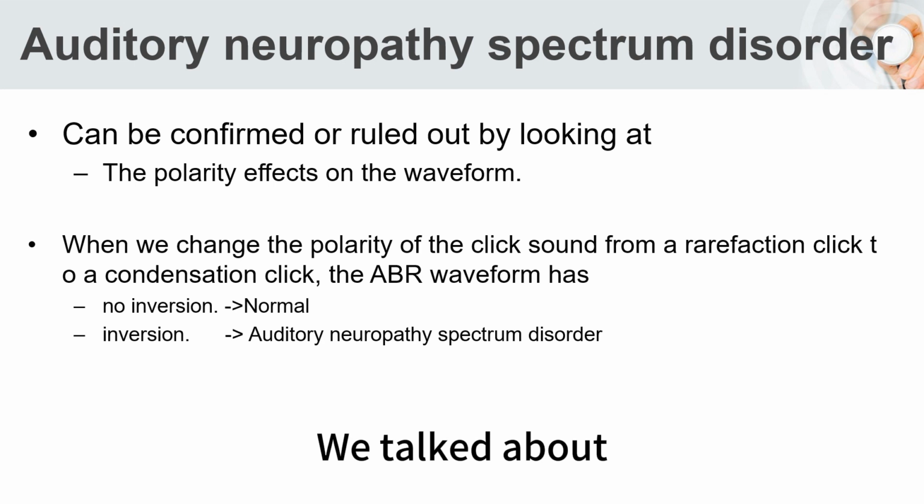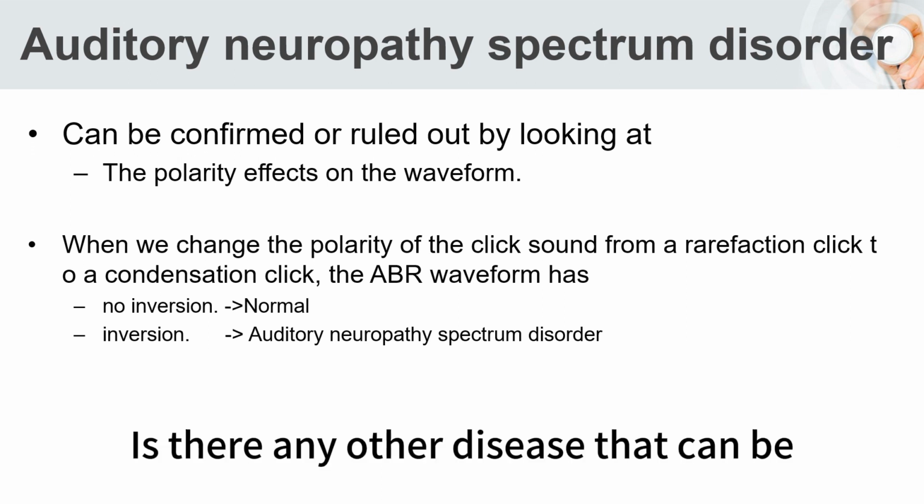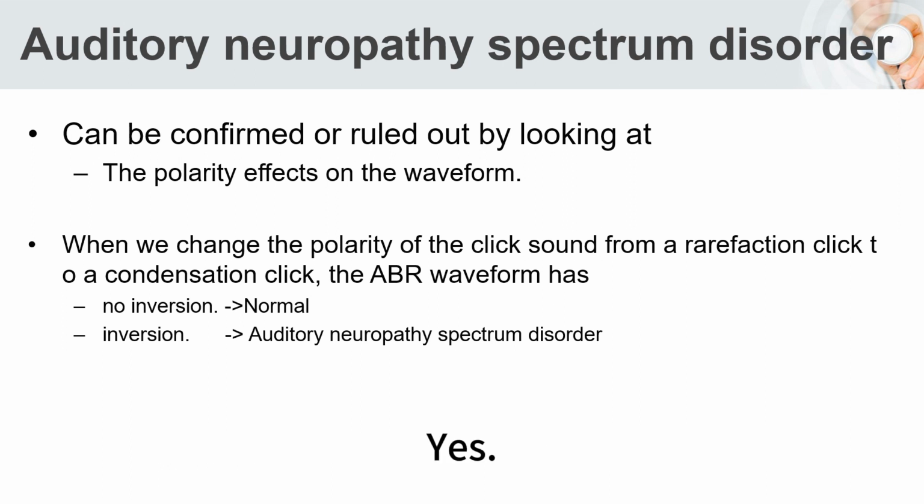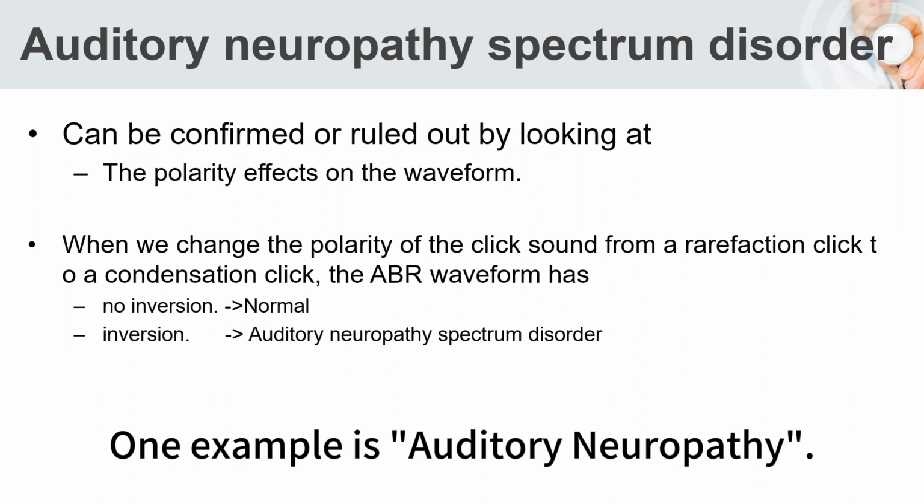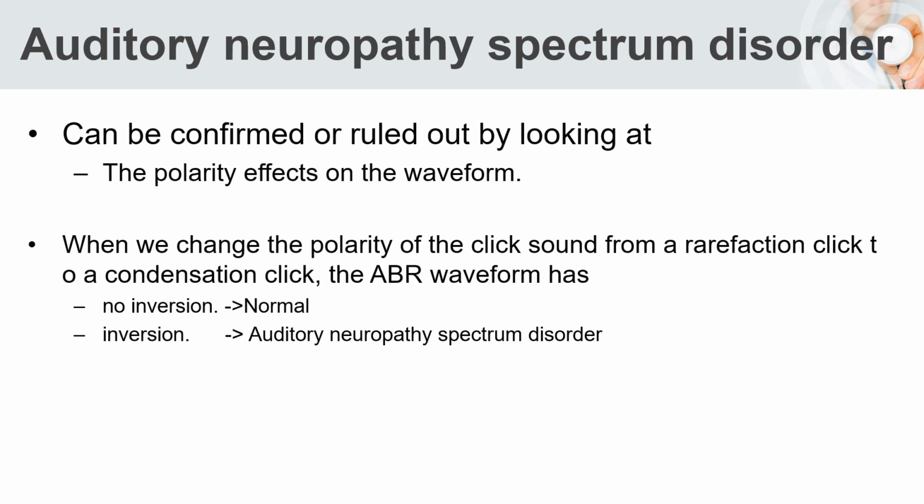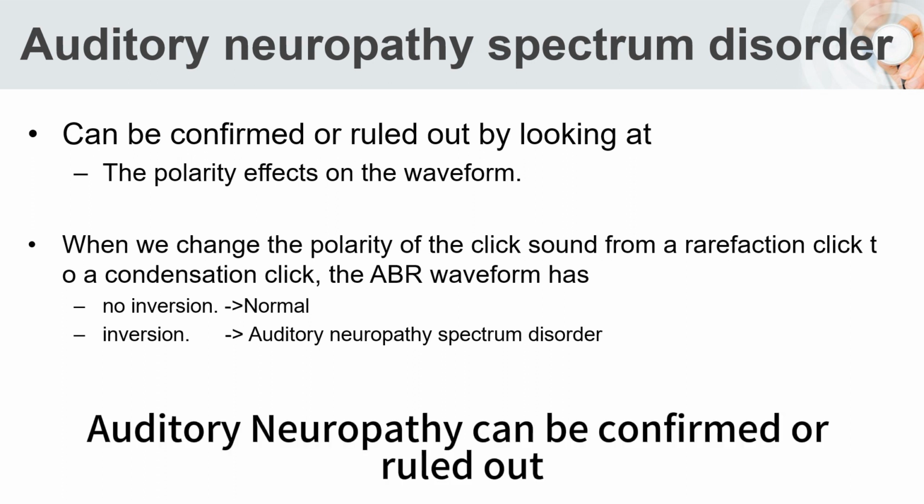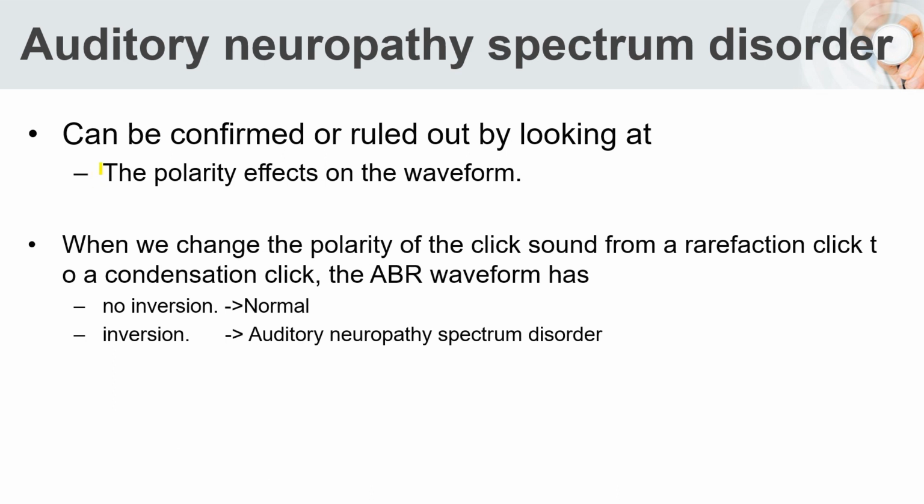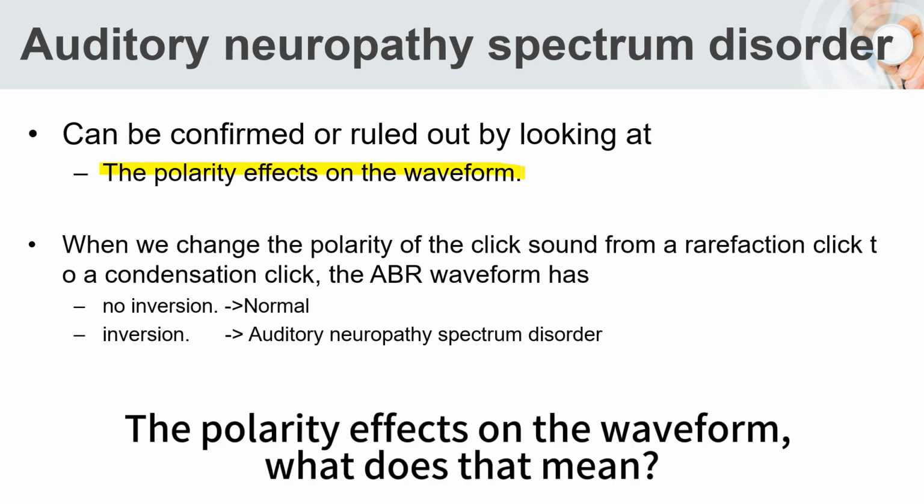So we talk about hearing loss. Is there any other disease that can be detected through the ABR testing? Yes. One example is auditory neuropathy, or auditory neuropathy spectrum disorder. Auditory neuropathy can be confirmed or ruled out by looking at the polarity effect of the wave. The polarity effect on the waveform, what does that mean?